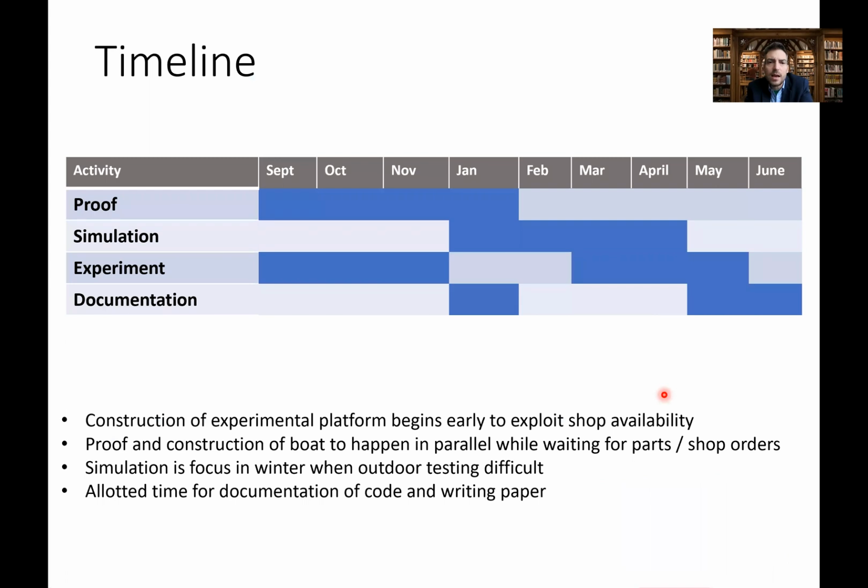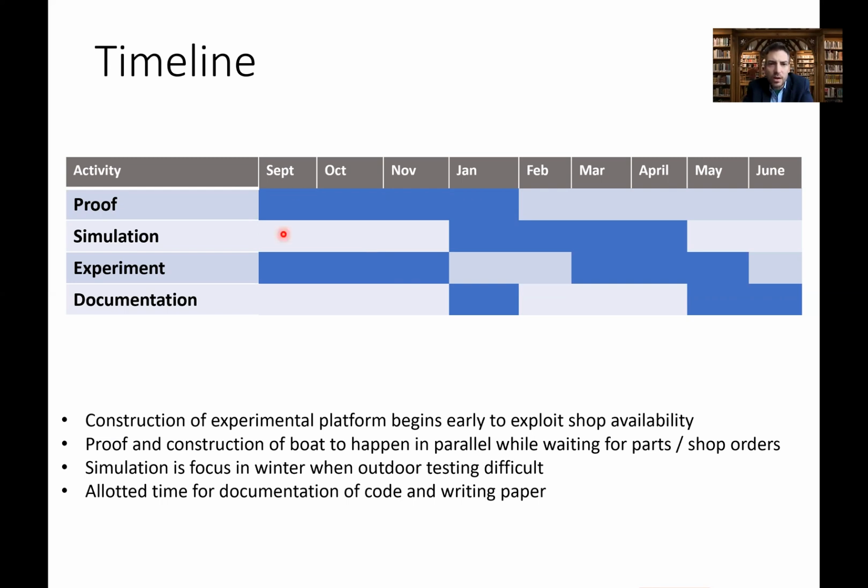Here's my timeline. So you can kind of see just at the 20,000 foot view level what my months are going to be spent doing. A couple interesting things to point out here. The construction of the experimental platform is going to start early to exploit the fact that the machine shop tends to not be very busy that time of year, so that if I have to order items, I have plenty of lead time for them to arrive.